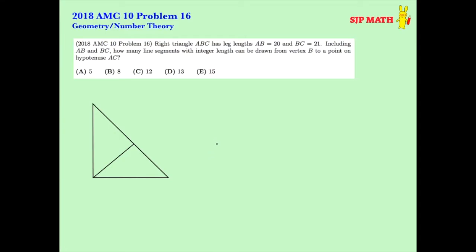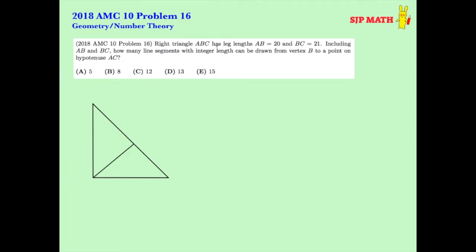So today we're going to be solving problem 16 from the 2018 AMC 10. This problem is going to be about geometry and number theory. So the solution is going to be a combination of geometry and number theory, which is pretty interesting, because here we can clearly see that it's a geometry problem, but then we're also dealing with integers. So let's start the problem then.